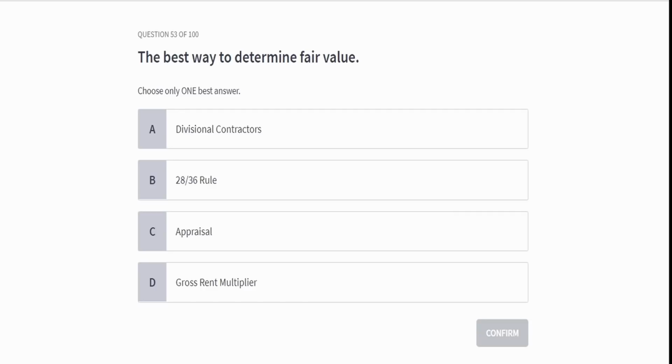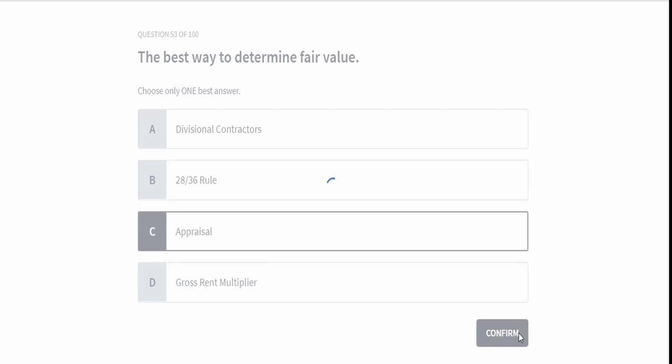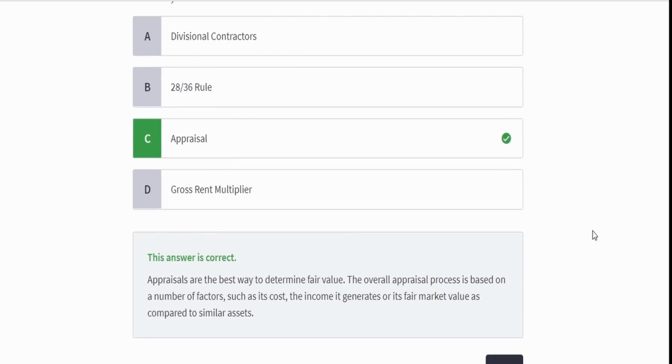Alrighty, so what is the best way to determine fair value? Well, that's going to be the appraisal. That's going to be through the appraisal process. Appraisals are the best way to determine fair value.